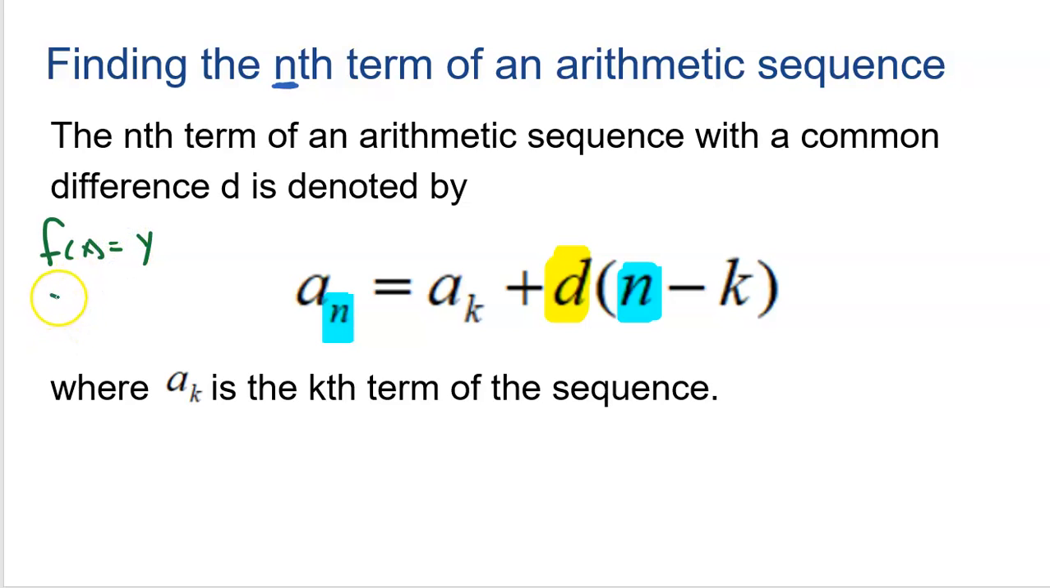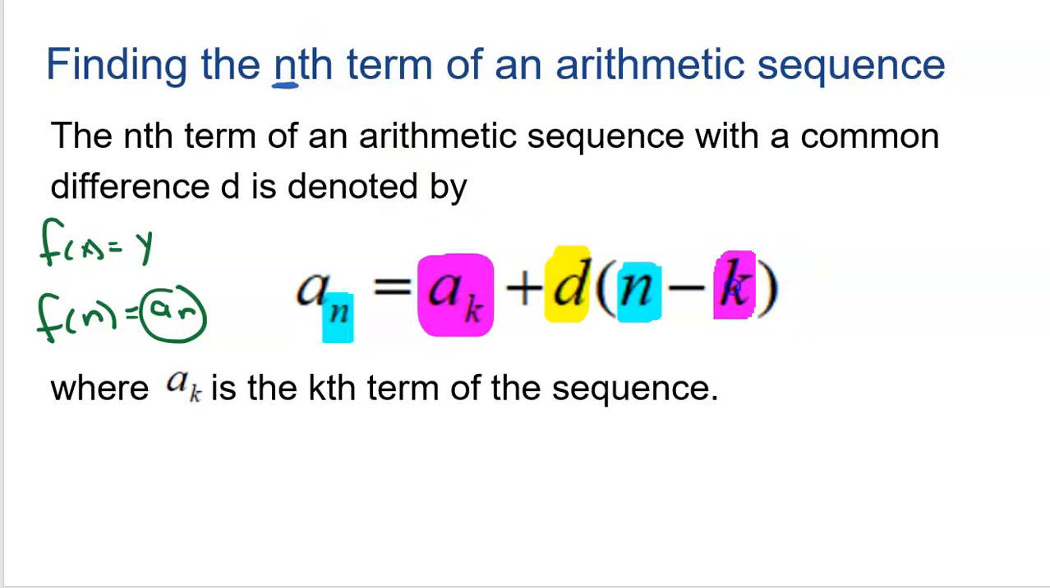Well, with sequences, we usually use an n. So n goes in, the term for that value comes out, right? Plug in 1, you get the first term. Plug in 2, you get the second term. Plug in 3, you get the third term. So again, n is the variable that is going to stay. So the big question is what is this a sub k and what is this k? Well, basically that is any term you want it to be. That is the kth term.